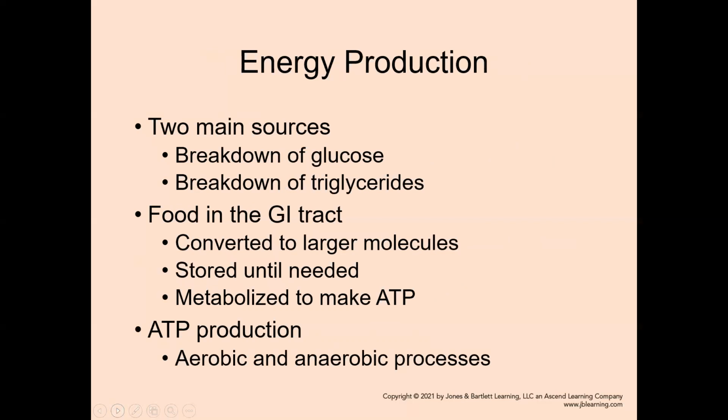So now that we have all these cells doing this work, we have to fuel them, because that's very important. There are two main fuels, and that includes the breakdown of glucose and the breakdown of triglycerides. After you have something to eat, the food goes into the GI tract. It's converted into larger molecules and then stored until needed. Eventually, it is metabolized to make ATP and ADP.